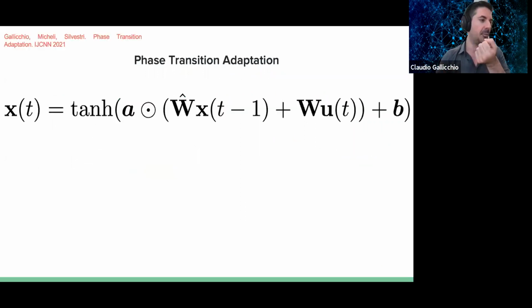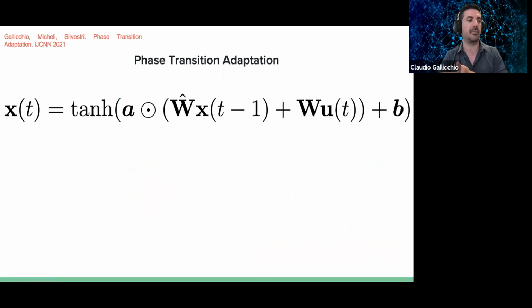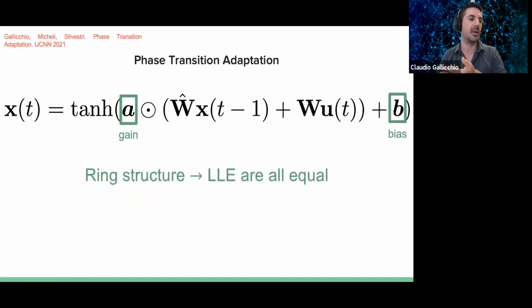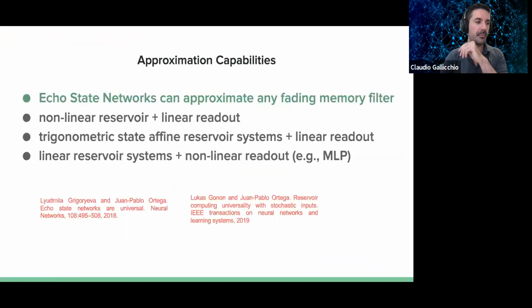Recently, in my group, we have found a way to leverage this kind of very simplified architecture in order to adapt the dynamics of the system close to the edge of stability. And we call this the phase transition adaptation algorithm, which uses a number of mathematical steps to derive a very simple training algorithm, again, for the gain and the bias. So very similar to the intrinsic plasticity in the way in which it is implemented, but with different properties.